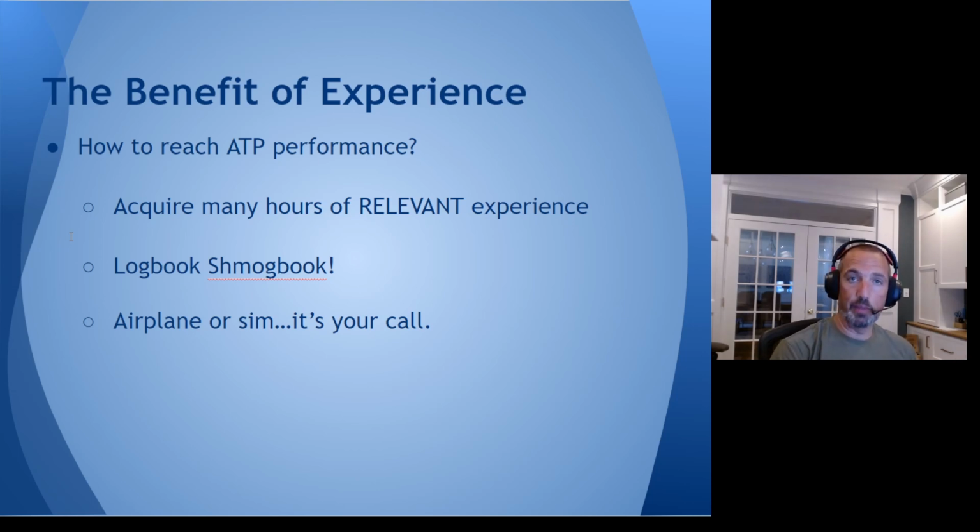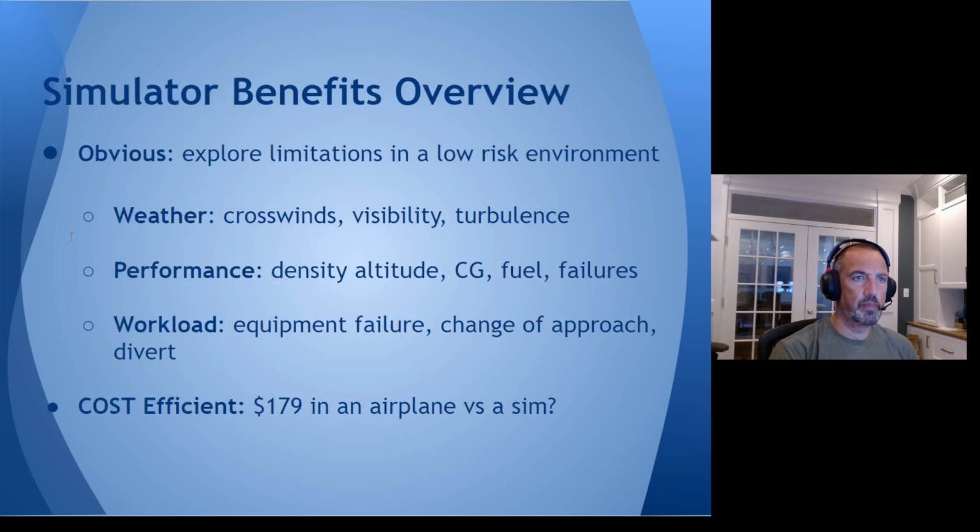That'll become important later when we talk about simulators, and focus more on what you are building in terms of your body of experience. So you can build your experience in a couple of different ways. You can build it in the airplane, the traditional way, or you could use a simulator. It's your call. So with that in mind, let's talk about some of the benefits of using a simulator, assuming that it could be used to meet that goal of building relevant experience.